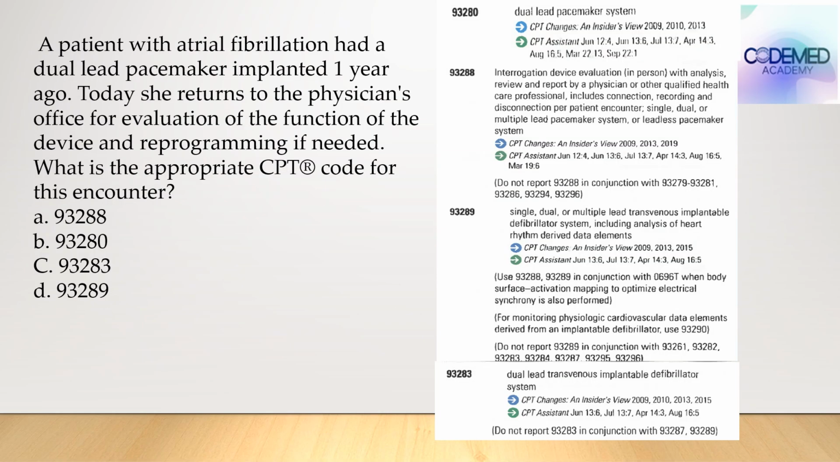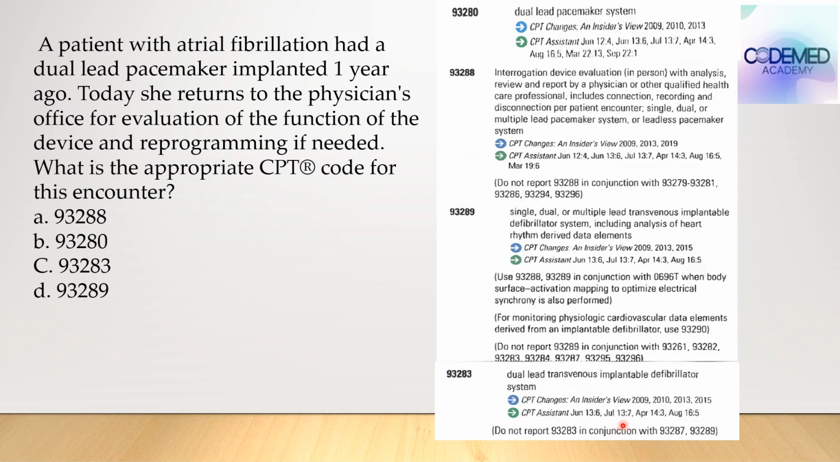Now the next question is, a patient with atrial fibrillation had a dual lead pacemaker implanted 1 year ago. Today she returns to the physician office for evaluation of the function of the device and reprogramming if needed. What is the appropriate CPT code? So what is the machine? It is a pacemaker. And how many chambers? It's a dual lead. So that is the important thing, and she has come for the reprogramming. Go through all these codes and tell me your correct answer.